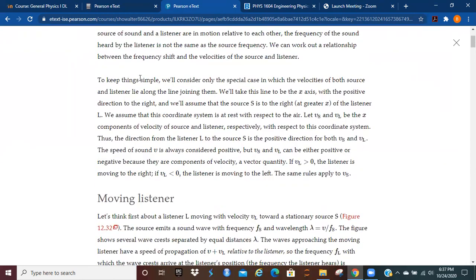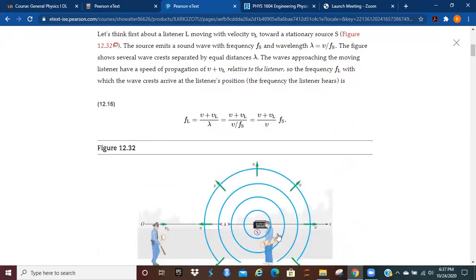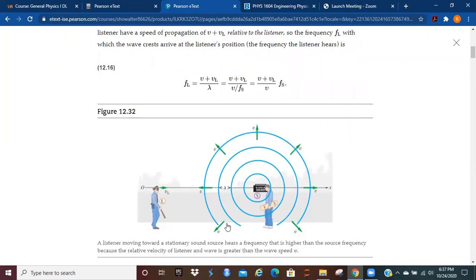So we're going to consider a special case in which the velocity of both the source and the listener lie along a line that joins them. We'll take this line to be the x-axis with a positive direction to the right, and assume that the source is to the right of the listener. So we have the source here, to the right of the listener. You have a guy who's listening to the radio here. You have law enforcement over here that's hearing that. You have a line that's drawn between them.